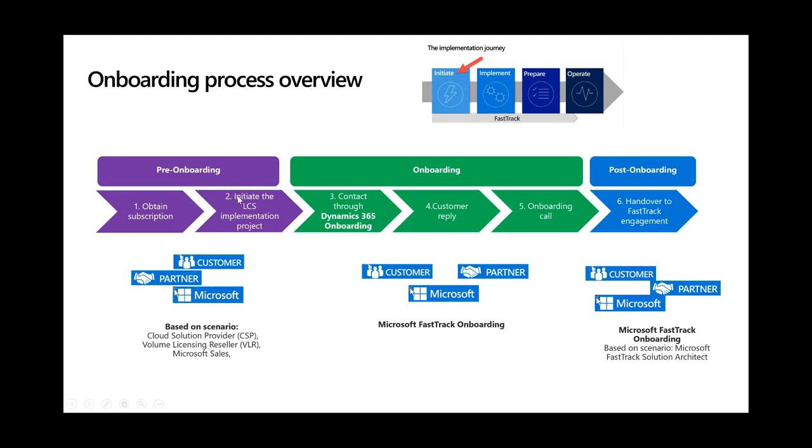Only once the LCS implementation project exists can the fast track team, the onboarding service, kick in. Currently, this is a very email-intense process. We send an email from the Dynamics 365 onboarding account to the project team. The project team hopefully replies, the onboarding call is scheduled, and it is executed. Once onboarding is completed, the project progresses to the next stage. The customer and the partner focus on the implementation at hand, and if applicable, a solution architect from the fast track team will be engaged with the project team.